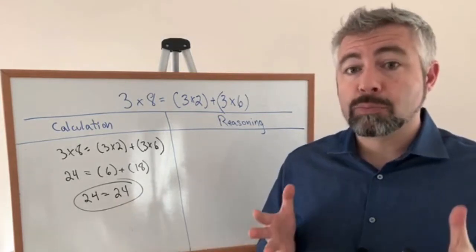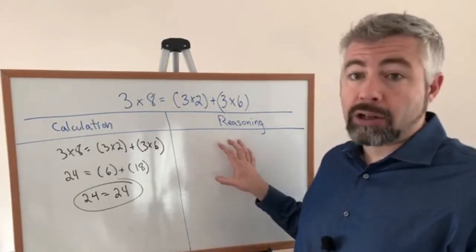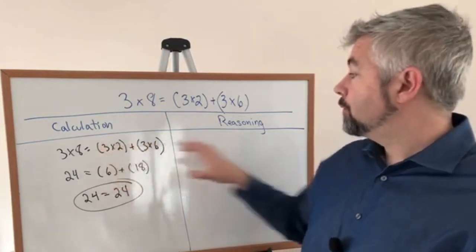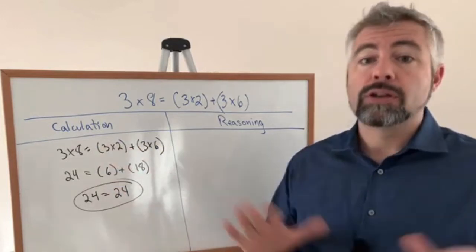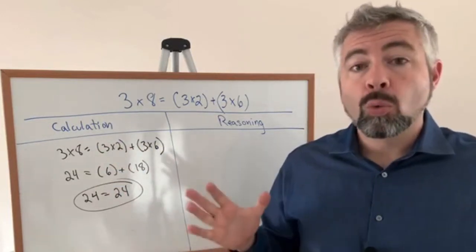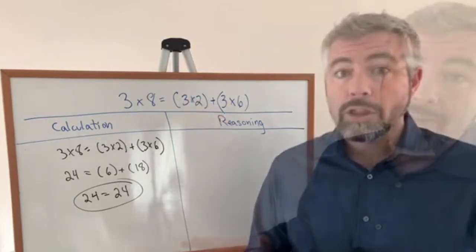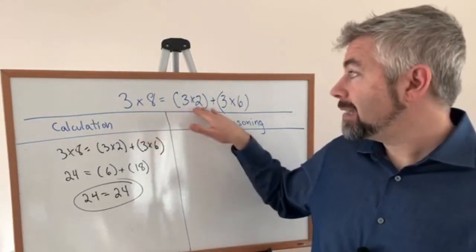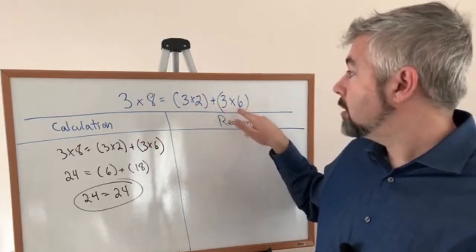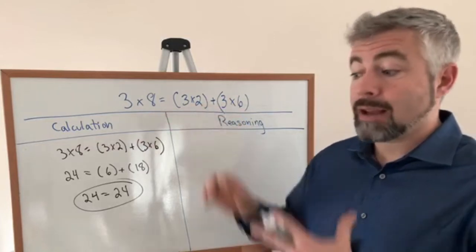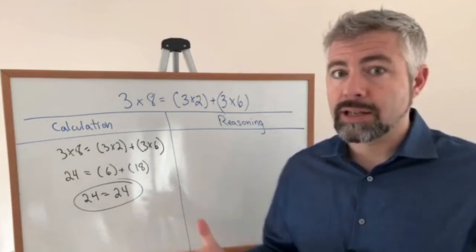My next step is to prove it through reasoning. Now, what we don't want to do is just repeat the calculation. So if students say, the reason this is true is because the left is equal to 24 and the right is equal to 24. No, we're just putting our calculation into words. What we need to do is demonstrate an understanding of this problem and generalize it. 3 groups of 8 is the same as 3 groups of 2 plus 3 groups of 6, right? Because 6 plus 2 is 8. This is kind of a variation on the distributive property. So students might just say distributive property.